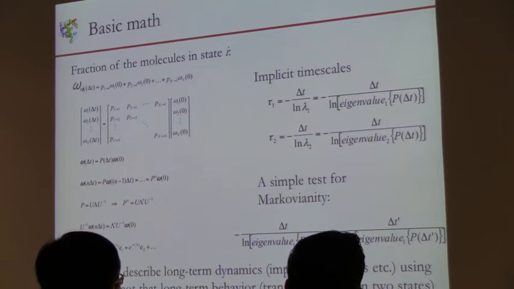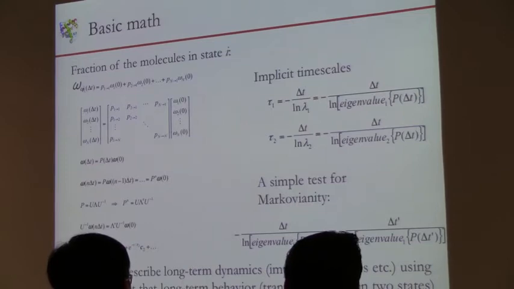That is a comparison of the timescales obtained from models with different time steps. For example, if we take delta t prime 2 times greater than delta t, then the eigenvalue of this matrix will be equal to the eigenvalue of this matrix squared, and therefore the log of the eigenvalue will be twice as much as the log in this case. But delta t prime is also 2 times greater, so those factors cancel each other.